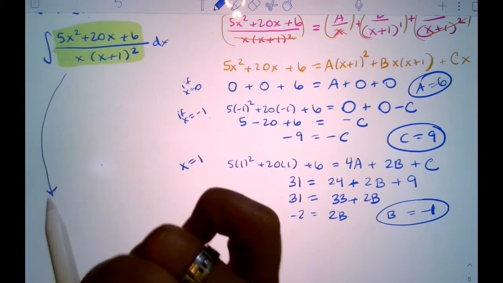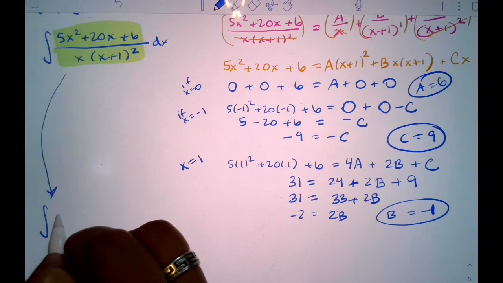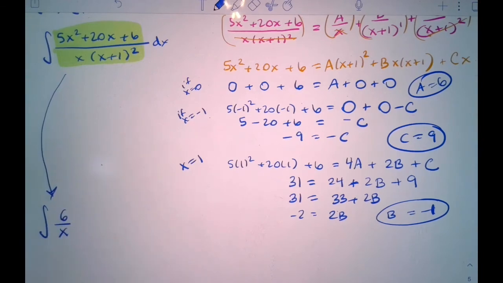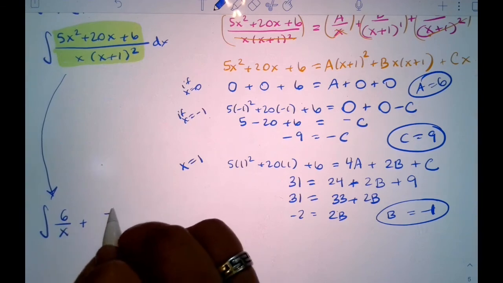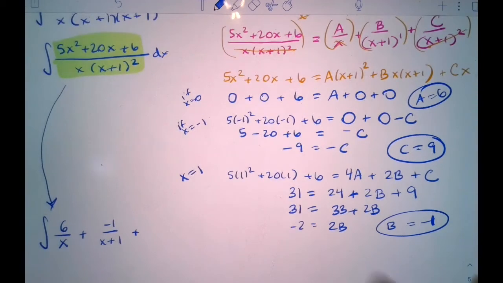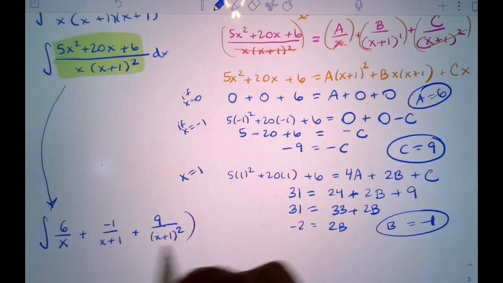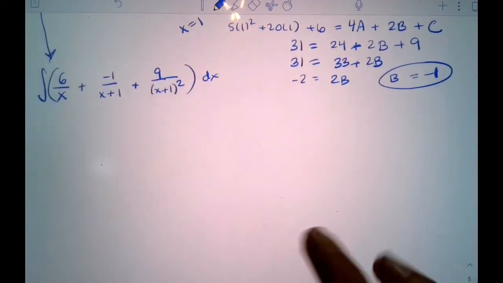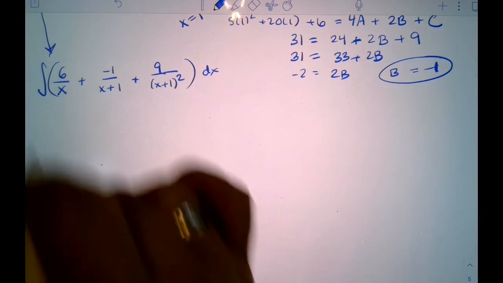So I'm going to come down here just to give myself some more room. So what does this mean? Well, it means a is 6, so I can break this up into 6 over x. Separately from that, I can consider b over x plus 1. And separately from that, I can consider c over x plus 1 squared. This is much better to handle. Think about just individually, we're going to work this out, right? Like this is totally, totally doable. Right away, I can get my answer on the first one.